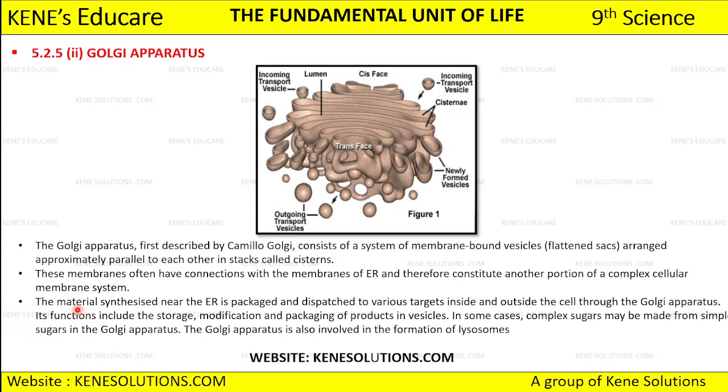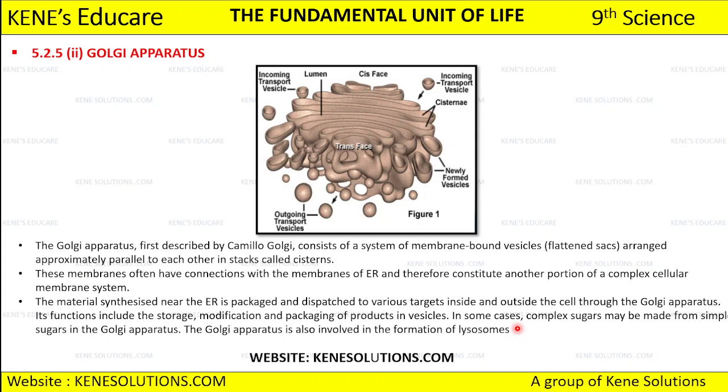Okay, so the material which is synthesized near the endoplasmic reticulum, अभी endoplasmic reticulum के पास जो भी material synthesized है उसको पैक करेंगे, and it is then dispatched to various targets inside and outside the cell through the Golgi apparatus. तो Golgi apparatus के through क्या होगा? जो भी endoplasmic reticulum के पास material synthesize हुआ है वो पैक किया जाएगा, and then it is moved to the target, to various targets which are present inside and outside the cell, and Golgi apparatus is going to help in performing this function.